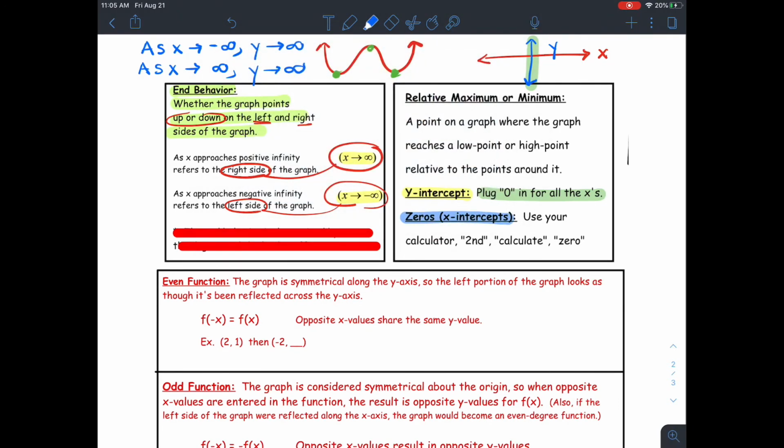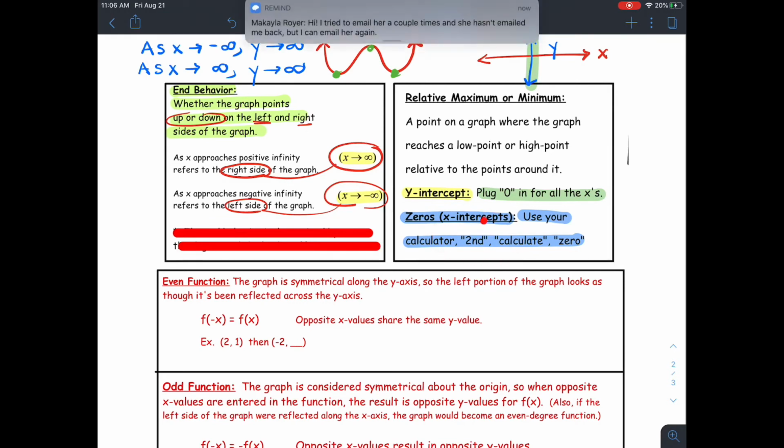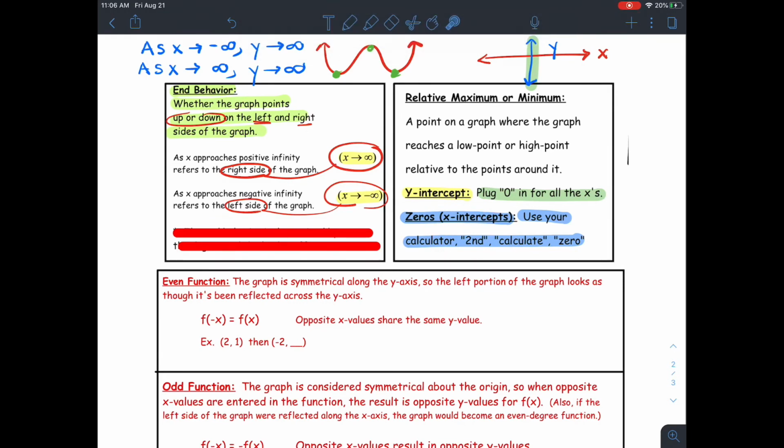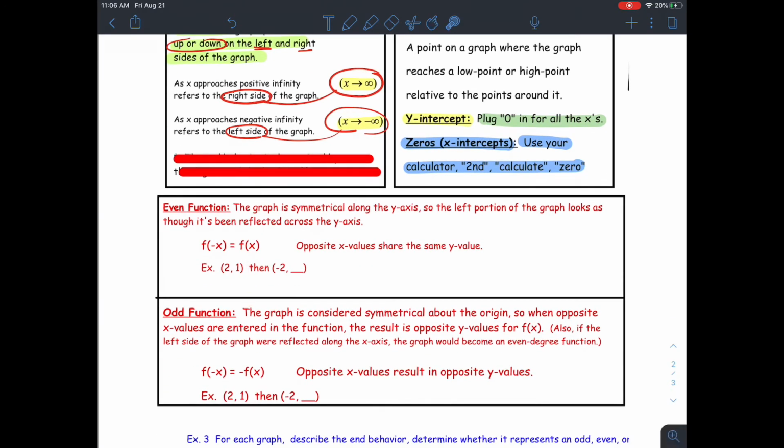And then the other thing are what we call the zeros of your function. The zeros are the x-intercepts, and we are definitely going to be using our calculator to find the zeros. Again, I'm going to have a very short video on my webpage under that same tab, TI-84 videos, that will walk you through how to go to second, calculate 0, and kind of calculate the x-intercepts of your graph, okay?